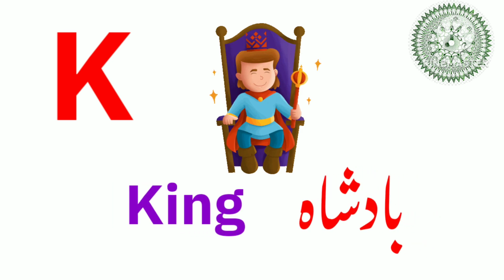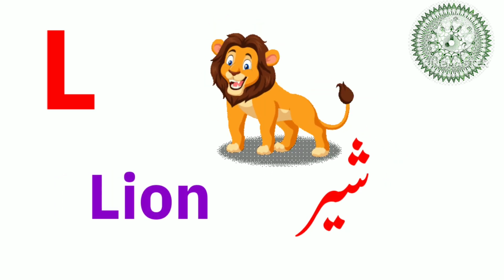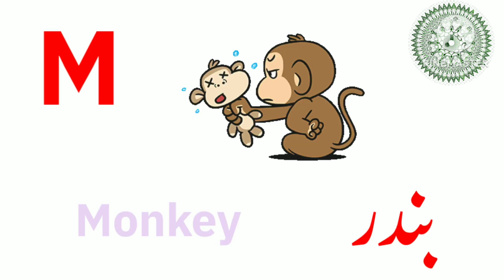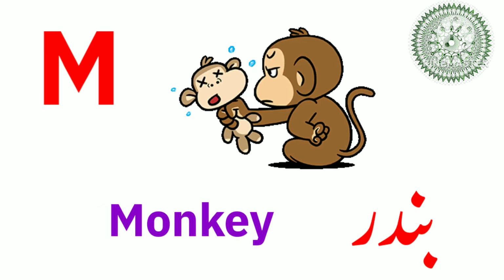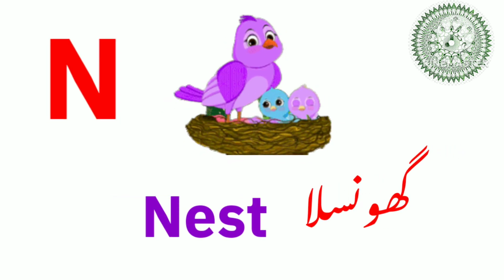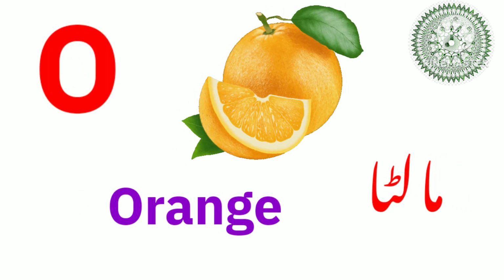K is for king. King mean basha. L is for lion. Lion mean sher. M is for monkey. Monkey mean bandar. N is for nest. Nest mean ghonsla. O is for orange. Orange mean Malta.